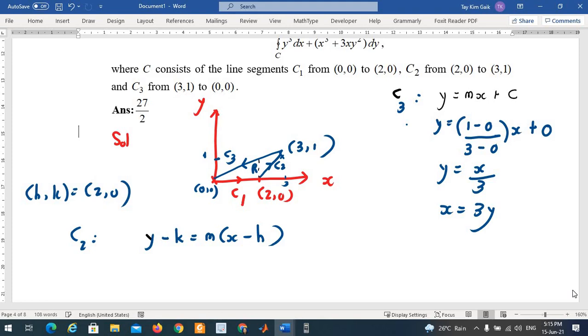And this is another straight line equation, y minus k equals m times x minus h, where (h, k) is any point that is passing through by this curve C2. So in this case, I choose (2, 0). So you have y minus 0. Okay, m is the slope. So you have 1 minus 0, divided by 3 minus 2.